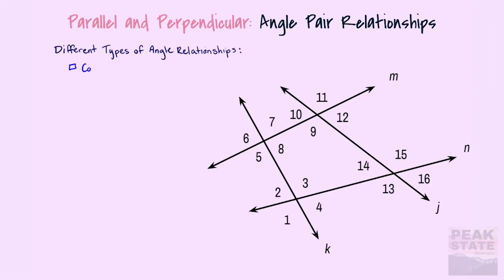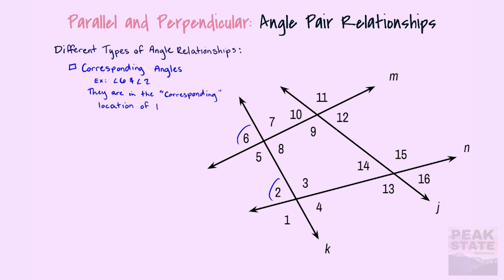Welcome back to another episode of Peak State Mathematics. We're taking a look at our parallel and perpendicular lines unit here, and we're going to start assigning some vocabulary to our angle pair relationships. We've got about 5 different pairs that we're going to look at today and give some names to, first being our corresponding angles. An example would be angles 2 and 6.